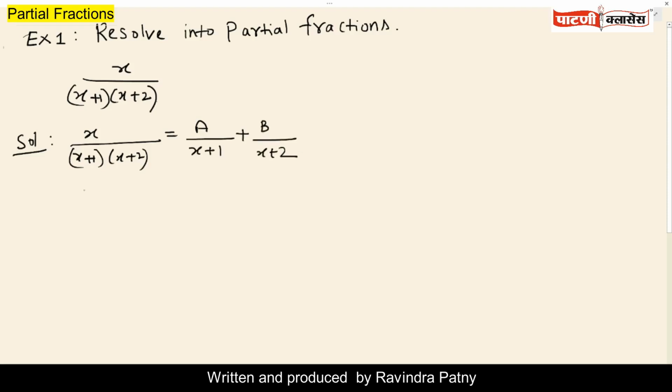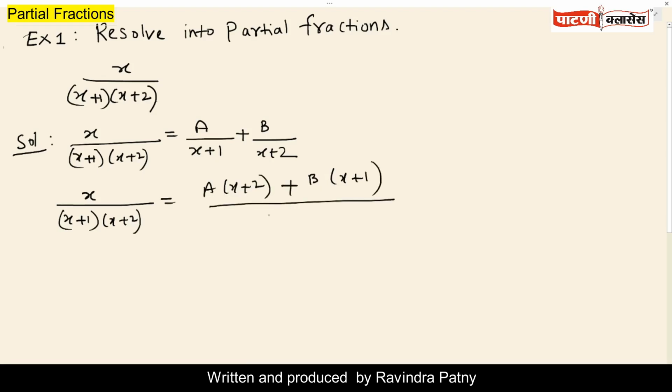Now we have to find out the values of A and B. For that, LHS as it is; in RHS, A into x plus 2, B into x plus 1 by cross multiplication, upon x plus 1 into x plus 2. Both side denominators are the same. Cancel them. I get x equals A into x plus 2 plus B into x plus 1. Now we have to find the values of A and B.